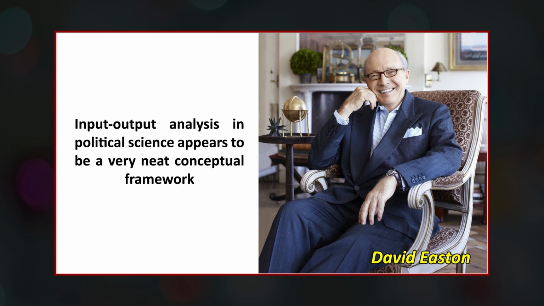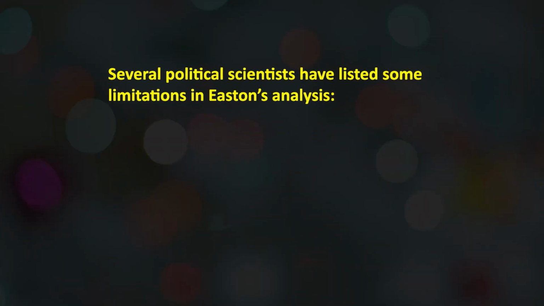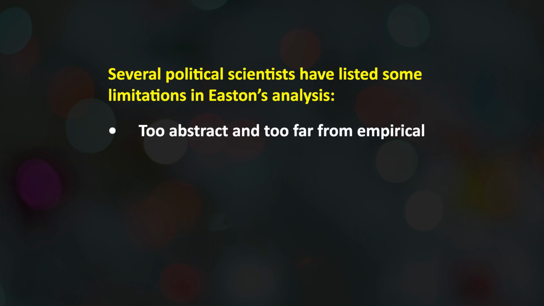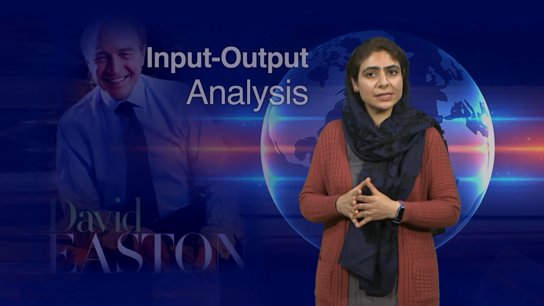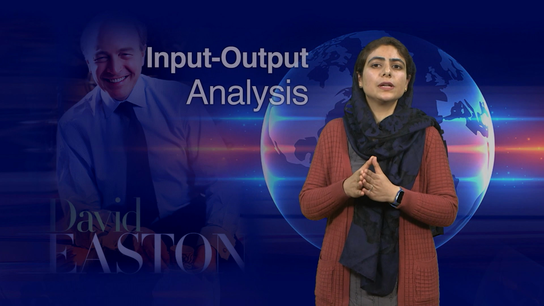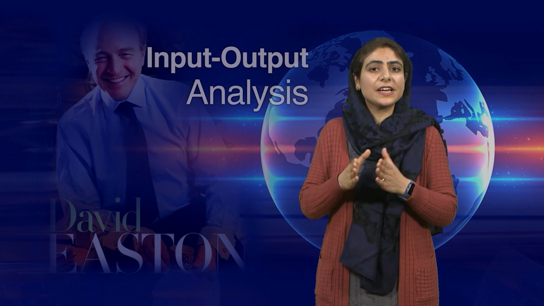In a nutshell, Easton's input-output analysis in political science appears to be a very neat conceptual framework. However, several political scientists have listed some limitations in Easton's analysis. First, it is said to be too abstract and too far from empirical reality. His analysis confines itself to the question of location and distribution of power in the political system, but its capacity to deal with a wide variety of political phenomena is severely restricted.